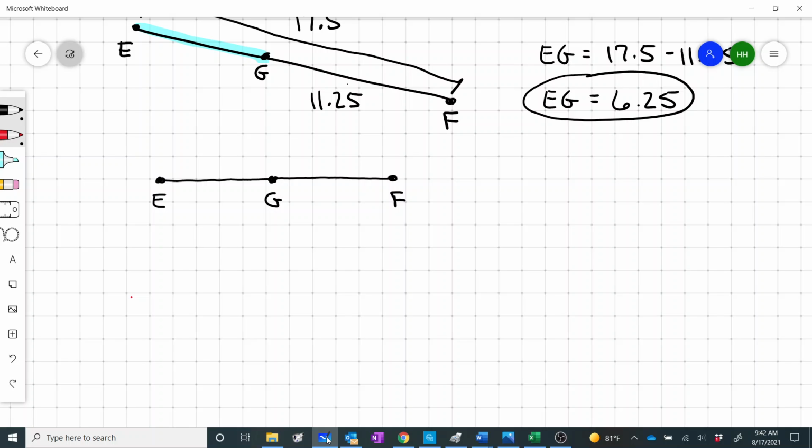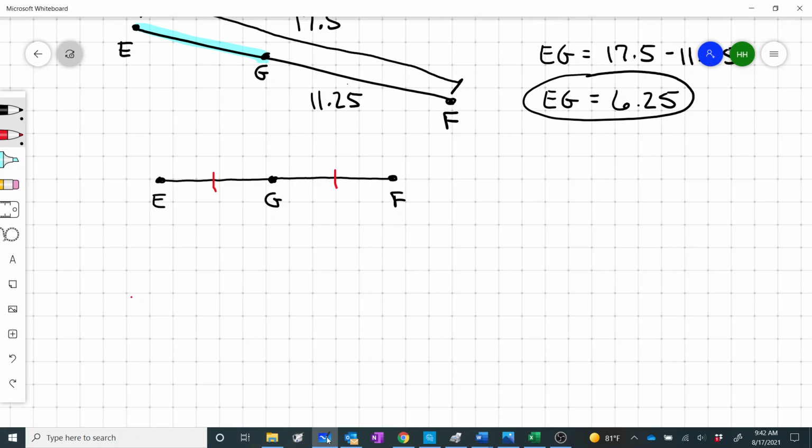And now watch. Between E and G here, if you ever see a black or a red mark, it's called a tick mark. And another one right here. Those two marks are called tick marks. It means that E to G is the same as G to F. It means those two distances are the same as each other.